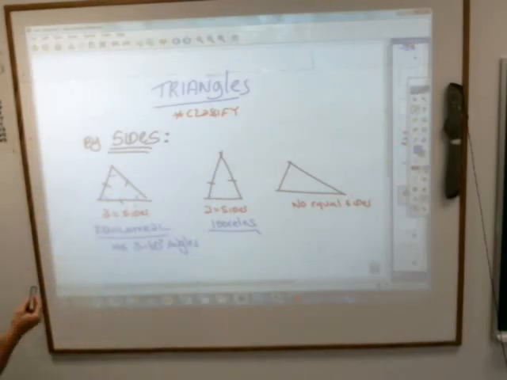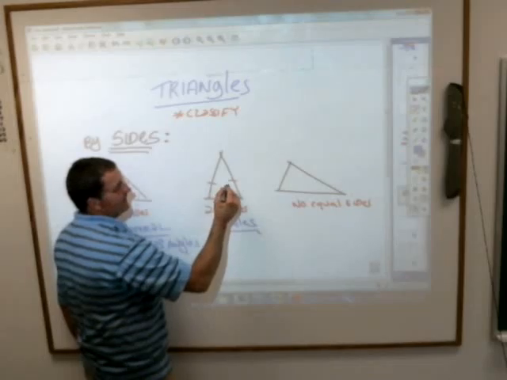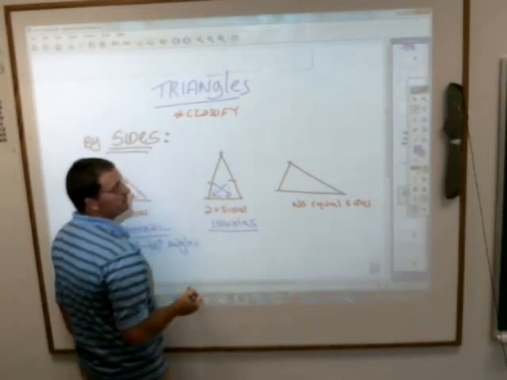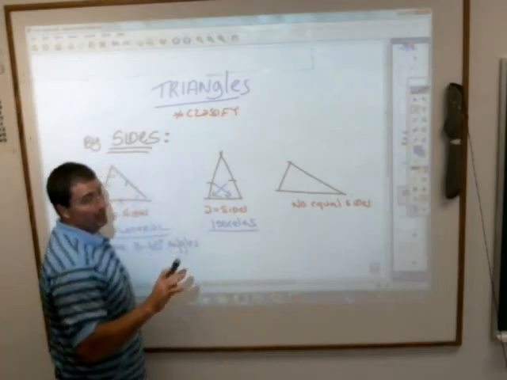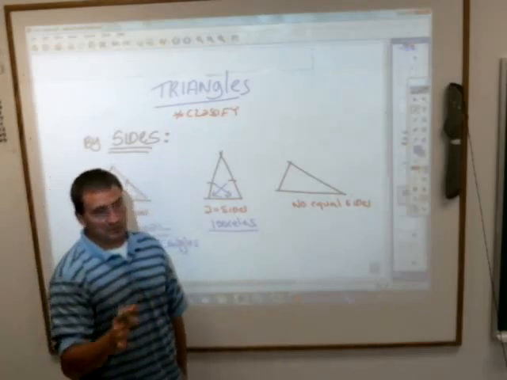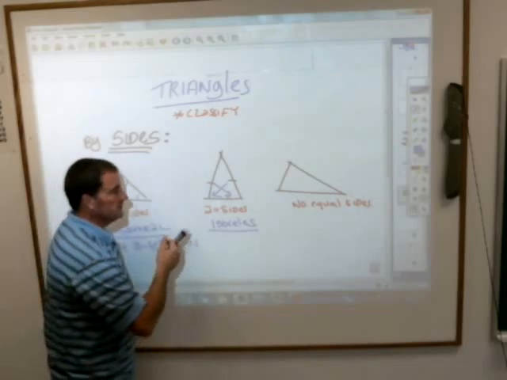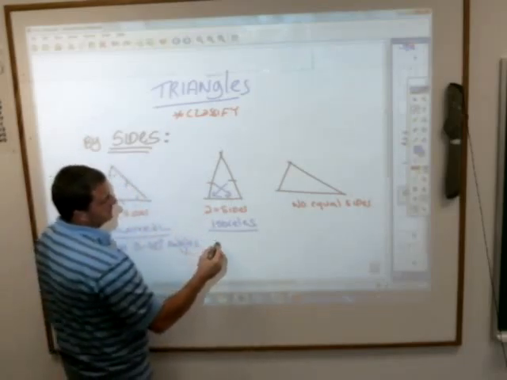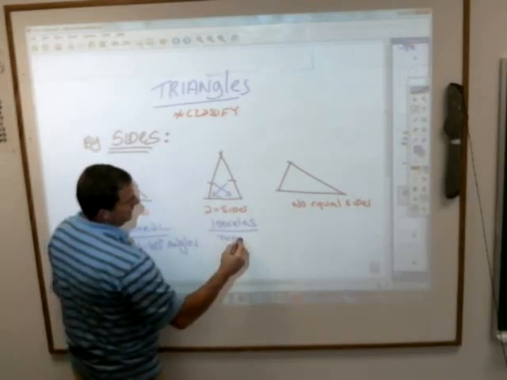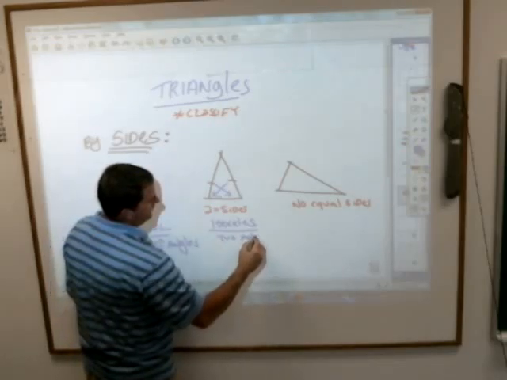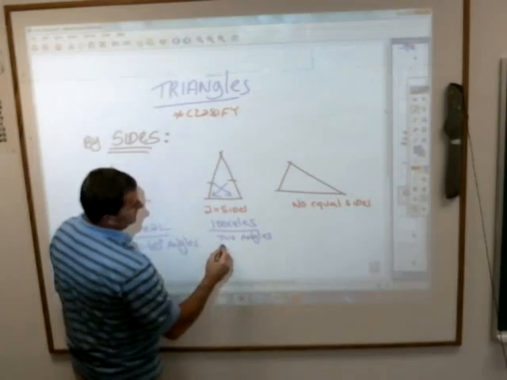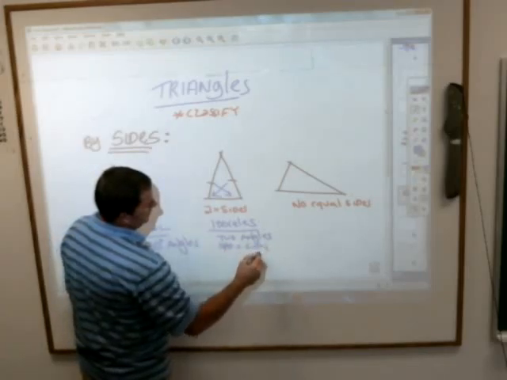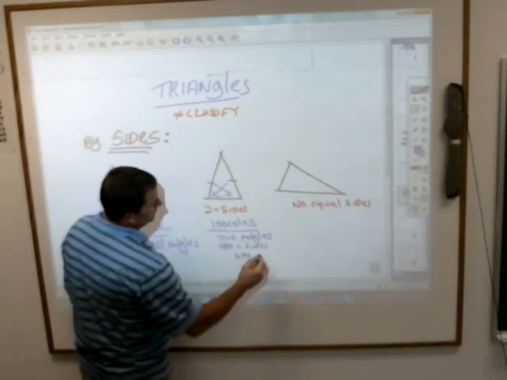The two angles opposite the equal sides are equal. They could be any degree. You can't say they're 60 degrees or 80 degrees, though they couldn't be 100 degrees. The two angles opposite the equal sides are equal.